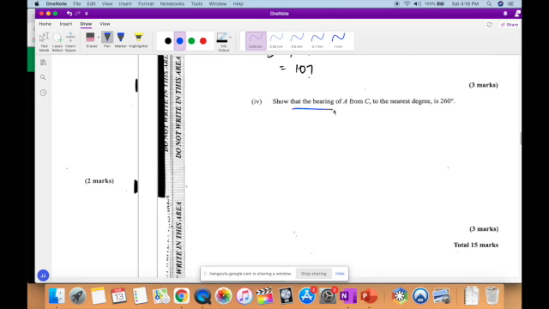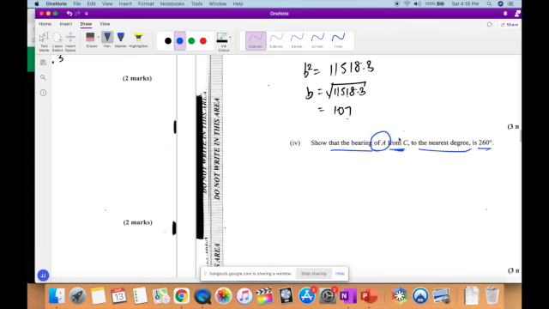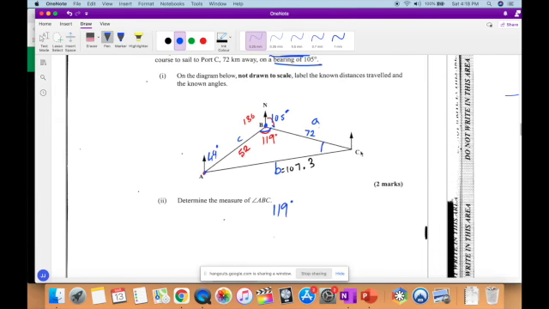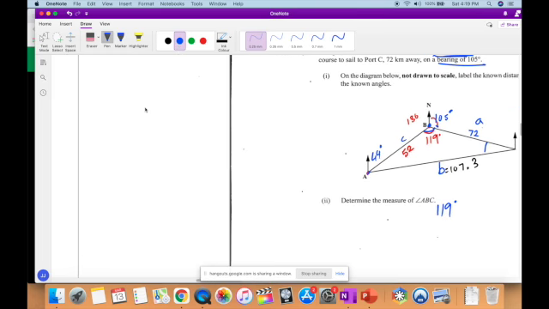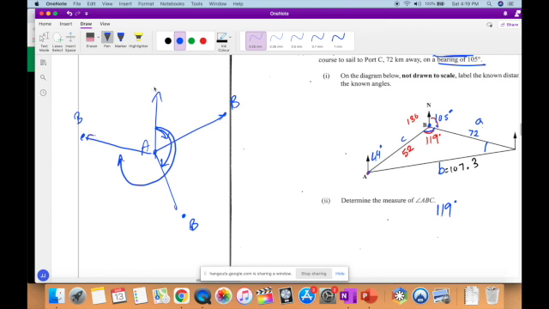Show that the bearing of A from C to the nearest degree is 260 degrees. So the bearing of A, you're going from C to A. A lot of people would say the bearing is this here, but no, it's not that from the north line. Remember, this is the other thing. From the north line, if this is A and this is B, then the bearing will always be measured in a clockwise direction. So if B is over here, then this will be the bearing. But if B is over here, then from this north clockwise, this will be the bearing to get to B. So with bearings, you're measuring from the north line and you're always measuring clockwise.